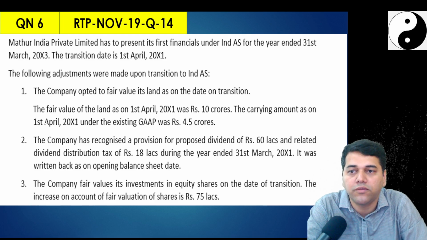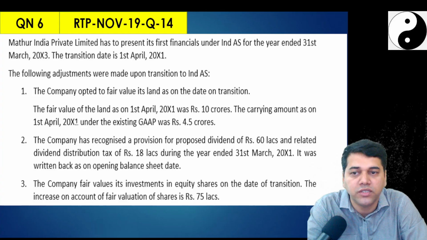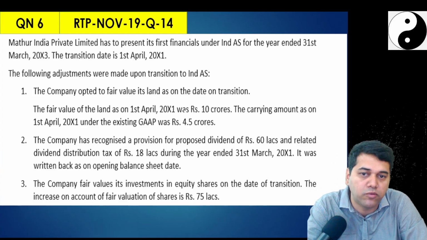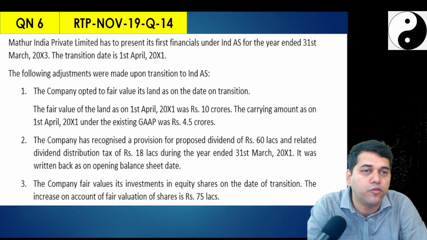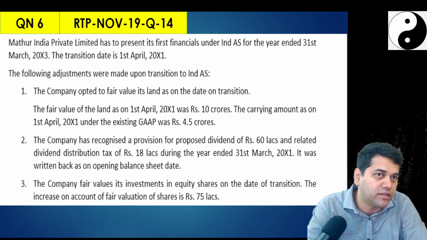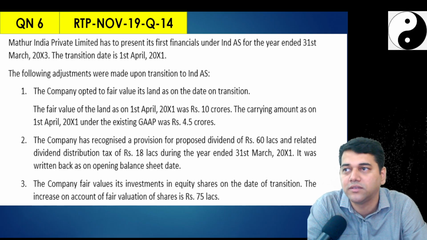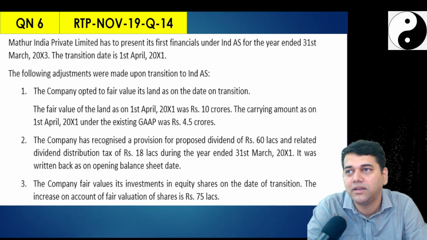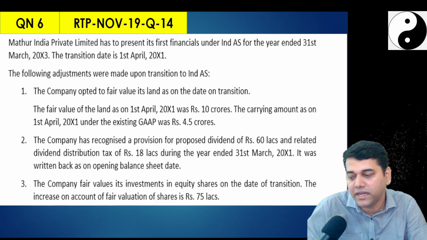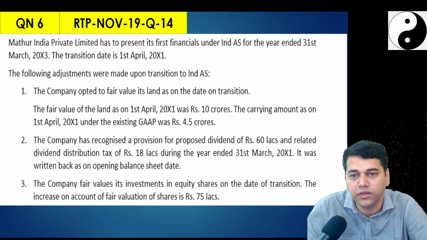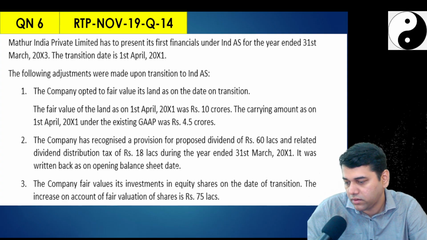Now, Mathur, the company opted for fair valuation. The fair value of the land on 1st April was 10 crore. However, book value as per the previous GAAP was 4.5 crore. Do you pass any accounting entries here? Land to retained earnings. Okay, so the difference between your book value and the fair value of the land.